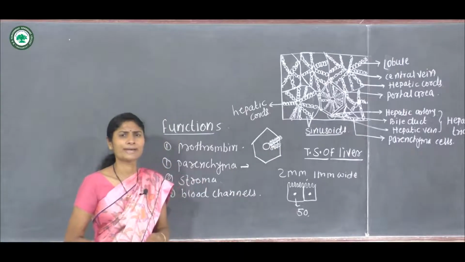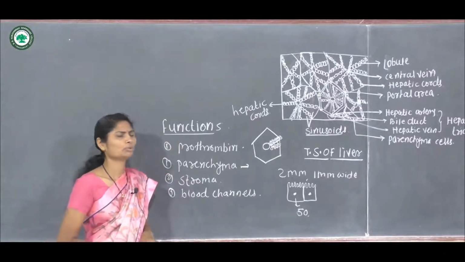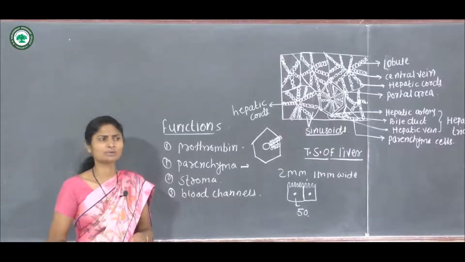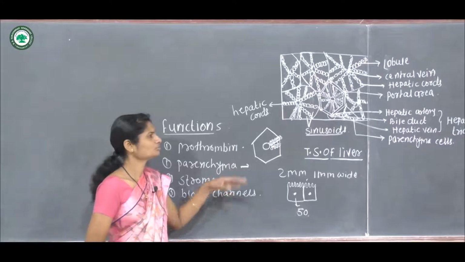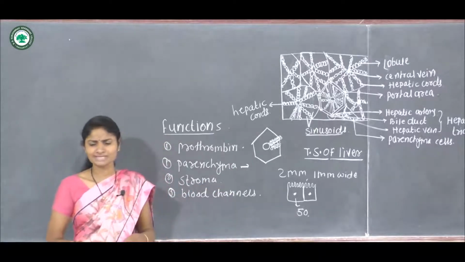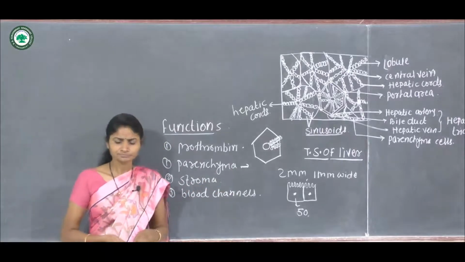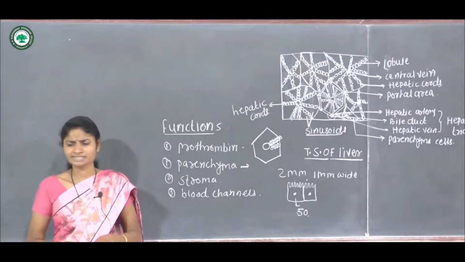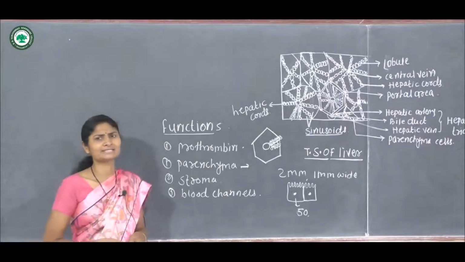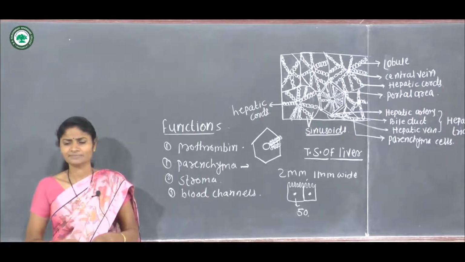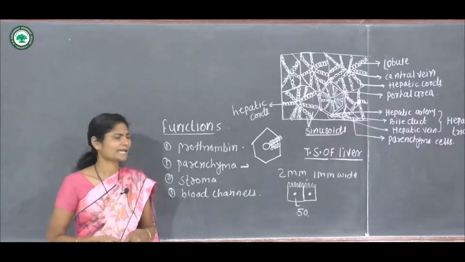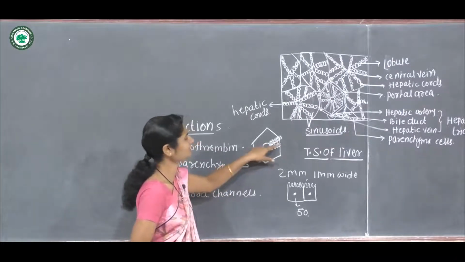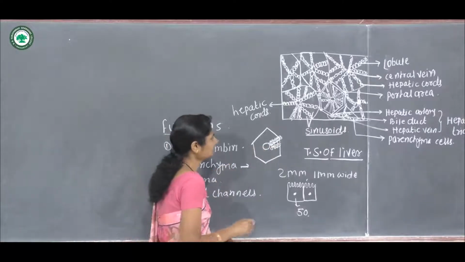Kupffer cells are phagocytic in nature, involved in the breakdown of RBCs and in fat metabolism, and these Kupffer cells produce new cells. Next point is the perisinusoidal space. It is also called the space of Disse. It is the space between the sinusoid and the hepatocytes.